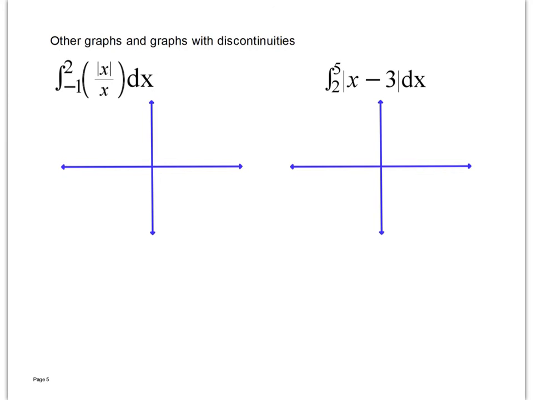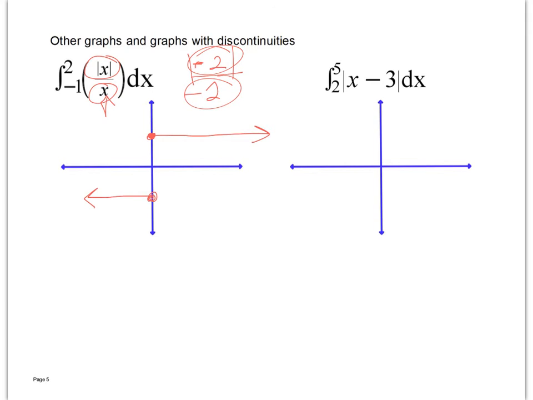Now, other graphs that you might use might have discontinuities. Like this one right here, the absolute value of x divided by x. Well, x divided by x is 1, as long as x is positive. If x is a negative number, the absolute value on top is positive, whatever that same number is. So put in, say, negative 2. I've got the absolute value on top, but negative 2 on the bottom. I'm getting out negative 1. No matter what negative number I put in, I'm going to end up with negative 1 on the whole thing.